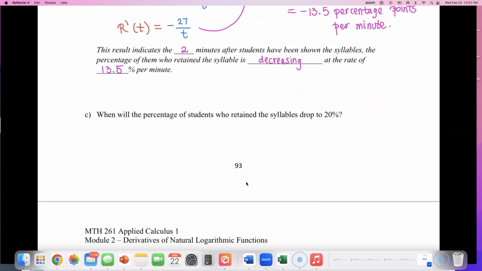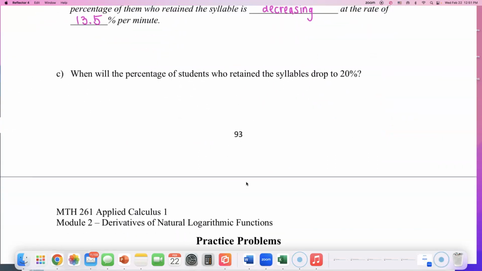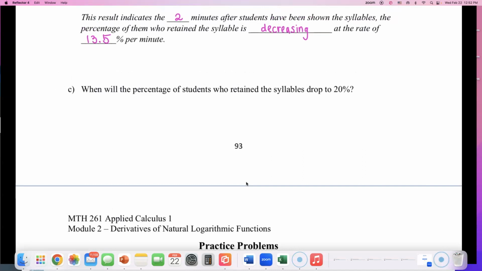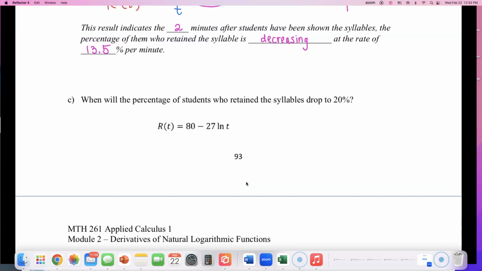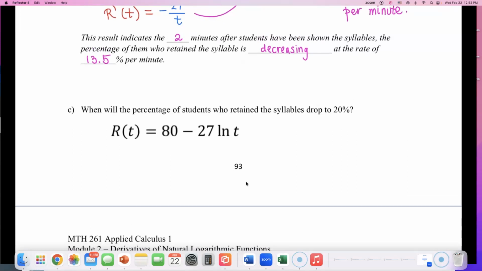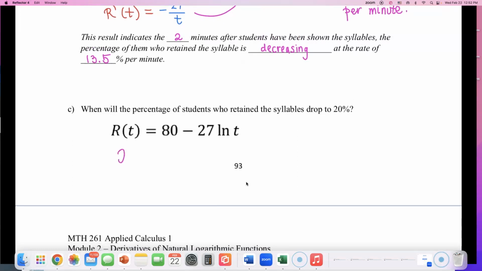All right, last one. When will the percentage of students who retain the syllable drop to 20%? So we're not looking at how fast they are forgetting, how fast this percentage is going down. We're just looking at when this percentage will be equal to 20. So I'm going to set this percentage equation equal to 20. Here's my plan. 20 equals 80 minus 27 times natural log of t.